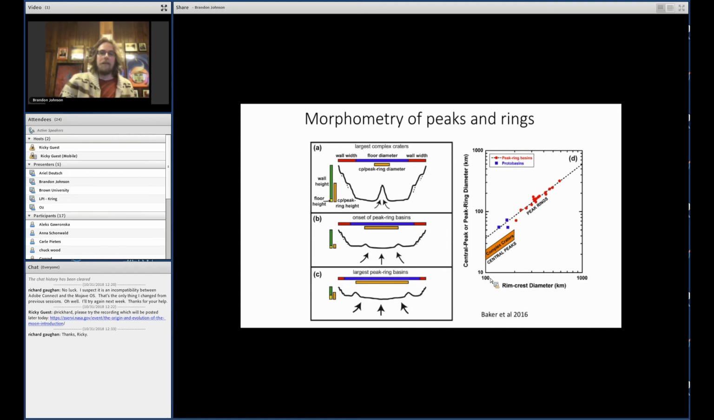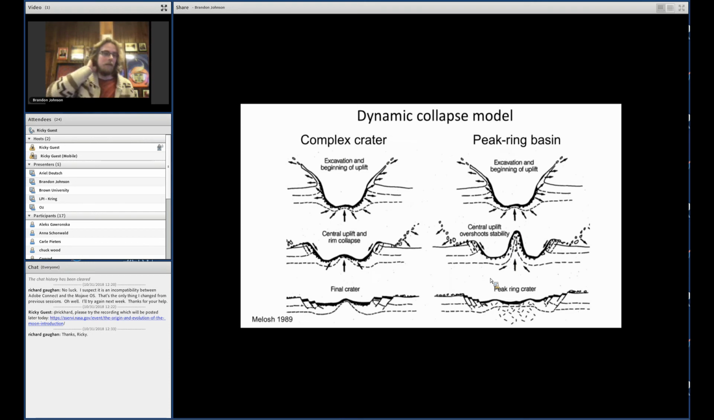But then we get into the peak ring basins, and the diameter of the peak ring then continues to increase with the diameter of the crater. So this is probably telling us something important about how these basins form. Okay, so today I'm going to talk.